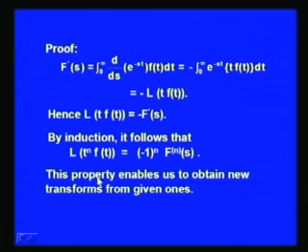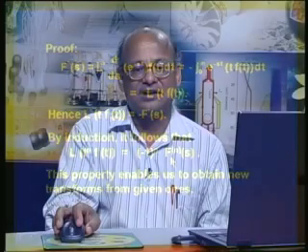Now, this property of the Laplace transforms enables us to obtain new transforms from the given ones, that is, if we know a certain Laplace transform, say F(s), by differentiating it we can get new transforms, F dash (s), F double dash (s). We just have to multiply f(t) by minus 1 into t to the power n.